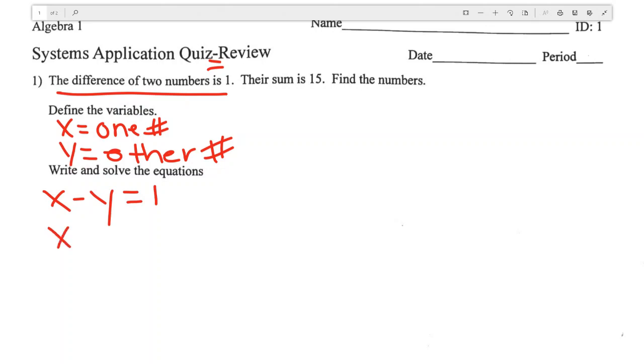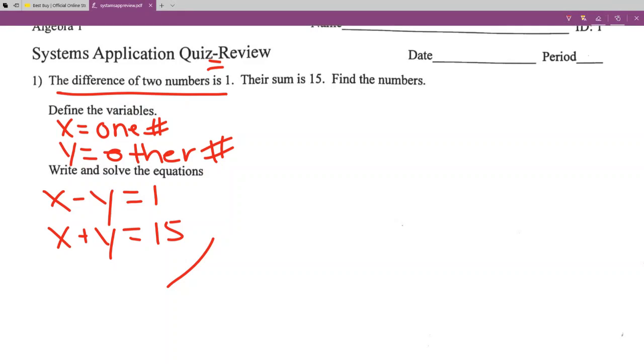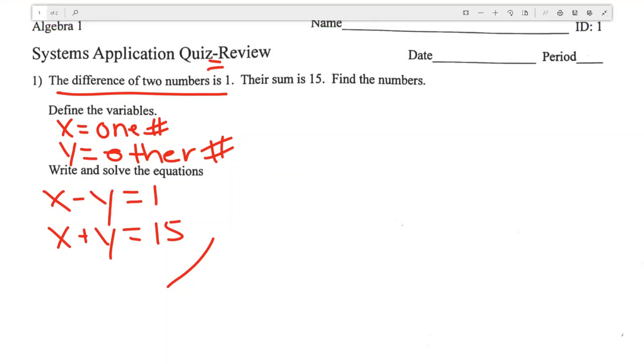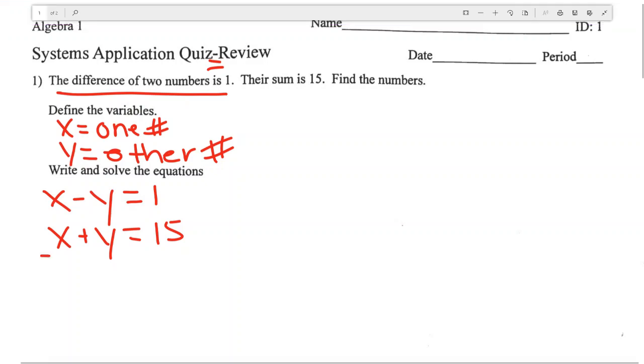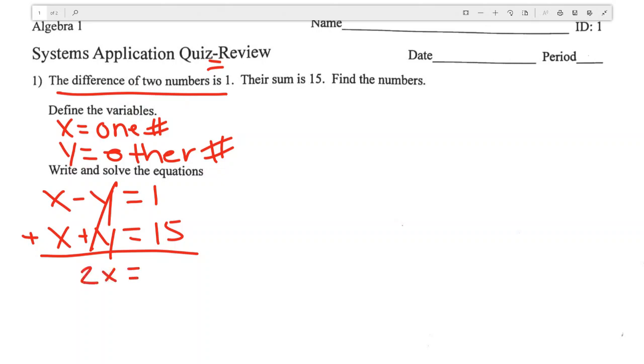And then their sum is 15. All right, so looking at these two equations, they're already set up for elimination. So there's not much we have to do to solve this one. Remember, we add the two equations. These terms cancel out. x plus x is 2x. 1 plus 15 is 16.